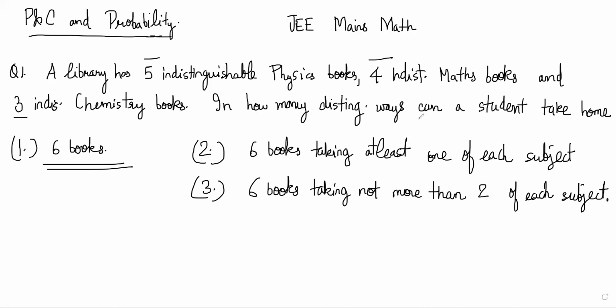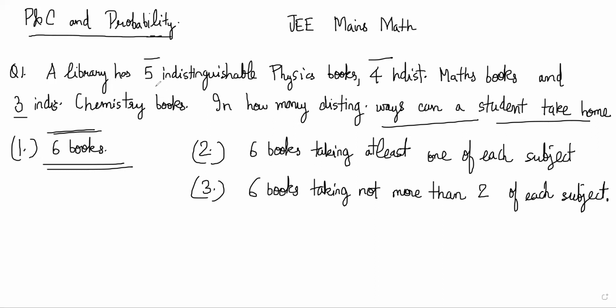But that is not ways to select 6 books. You have to select 6 books. Will it be 12C6 then? No. 12C6 would be the number of ways to select 6 books if all the books were different and 12 books were there, right? Here, this is not the case.